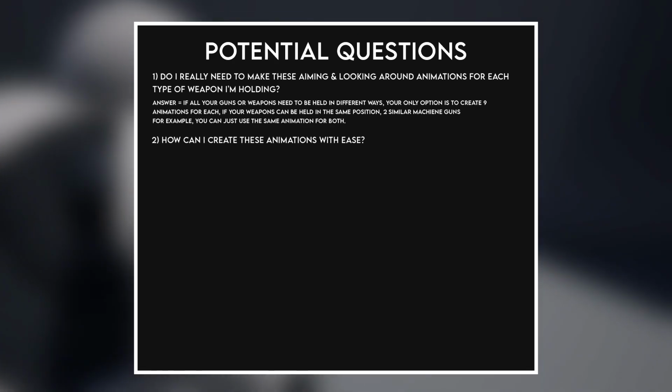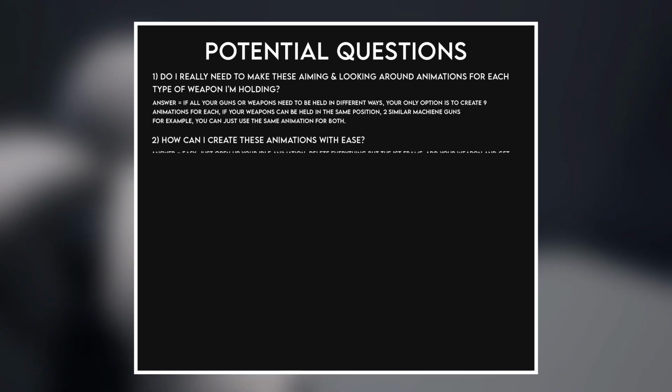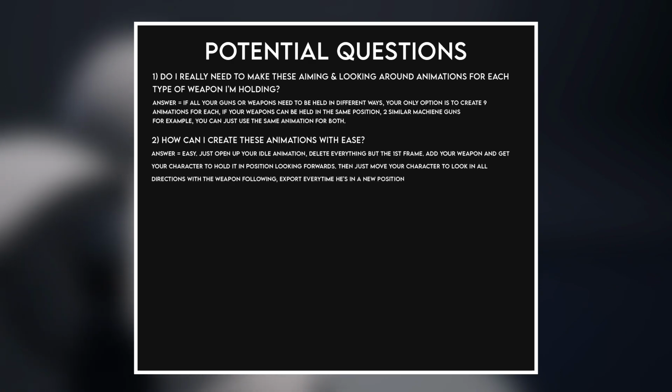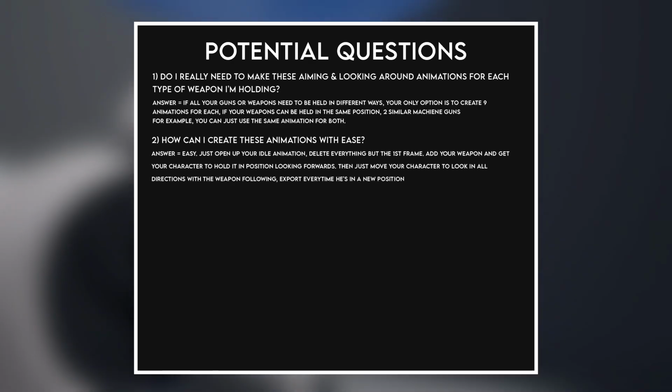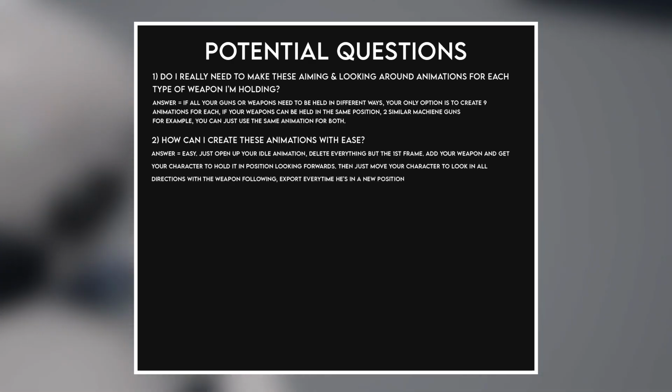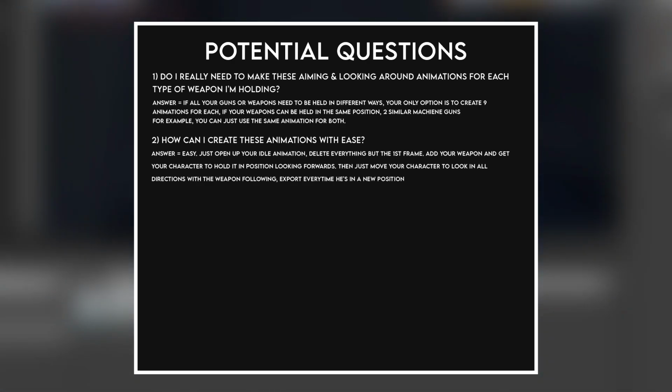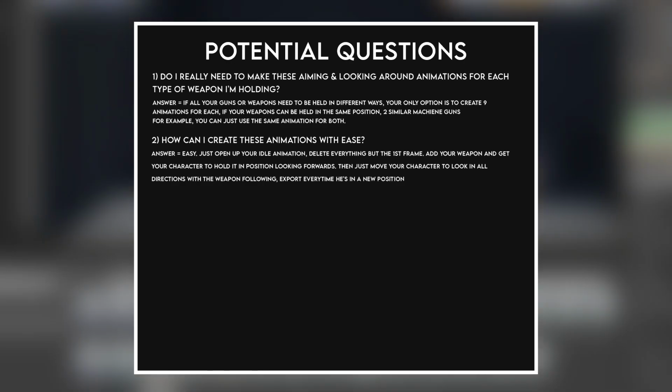How can I create these animations with ease? Okay, so just open up your idle animation in your modeling software. Delete everything but the first frame. Add your weapon and get your character to hold it in position looking forward. Then just move your character to look in all directions with the weapon following. Export every time he's in a new position.